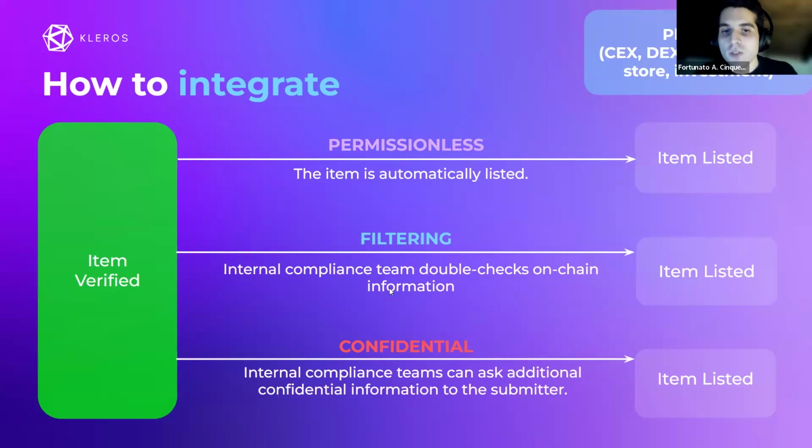Then we have a filtering option, where the item is verified on chain, and then the partner has an internal compliance team that double-checks this information. This option is designed for teams who want to keep the last word on which items they put on their platforms, but at the same time it keeps the transparency and decentralization, because the information is still all available.